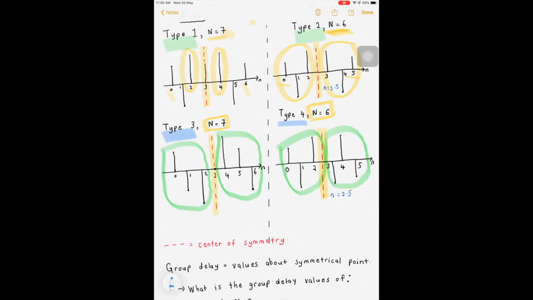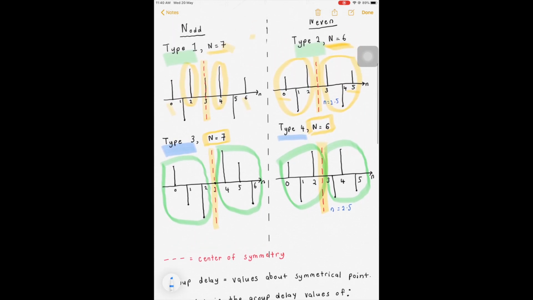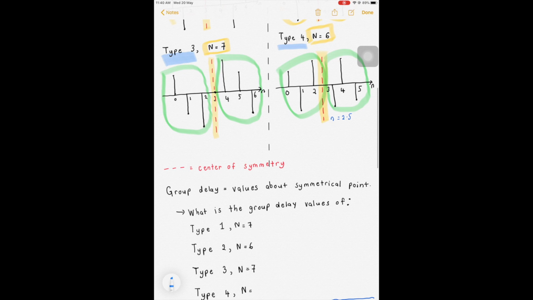Okay, in this note I have the red dotted line. The red dotted line is actually the center of symmetry. Next, how about the group delay? Group delay is the value at the symmetrical point. If you look at this example, type 1, type 2, type 3 and type 4, you need to determine the center of symmetry. The value of the center of symmetry will be the group delay value.